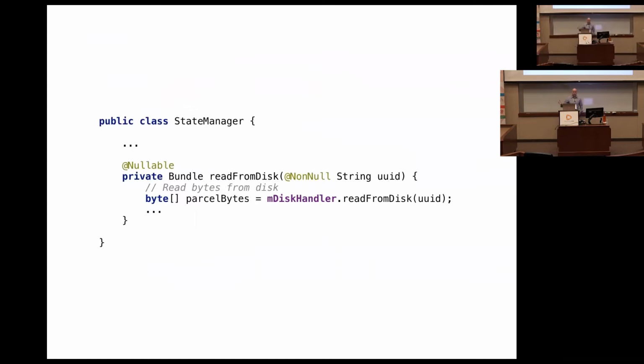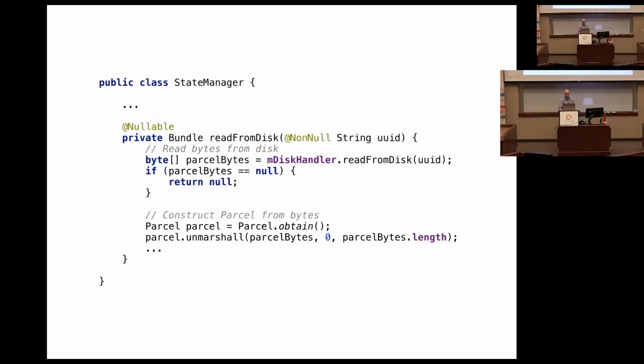OK, so given the UUID, we just go to our disk handler. We say, give me my byte array. If we don't have a byte array, we don't do anything. If we do, then we do the reverse process as before. We obtain our parcel, and then we call unmarshal. This is just the complete opposite. So we give it bytes, and it feeds the data back into the parcel.